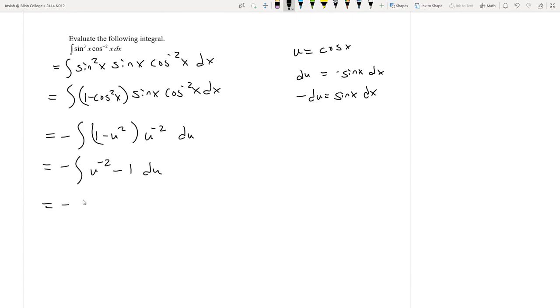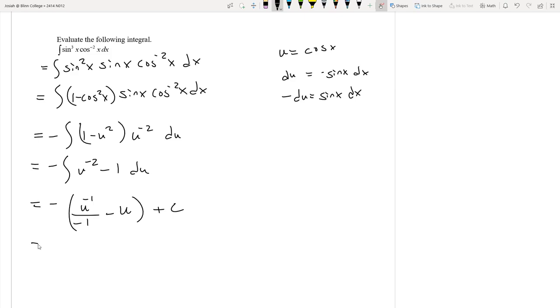And so we can go ahead and integrate: increase the power by 1, divide by that new power. So we'll go ahead and distribute this negative. So we got cancellation here. We just have u to the negative first, and then plus u plus c. So we'll go ahead and put our cosines back in here, but we have a negative first power here.